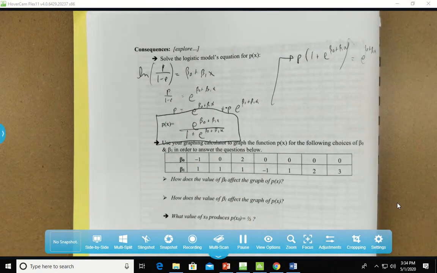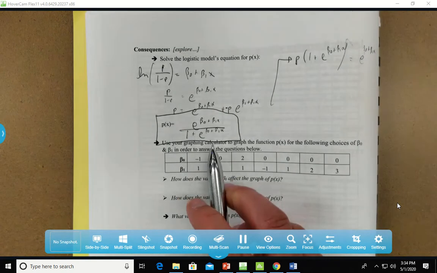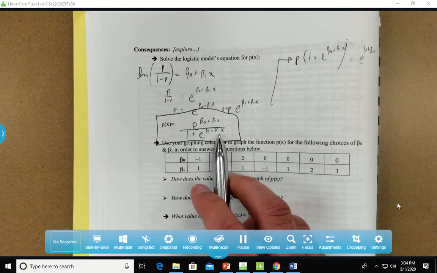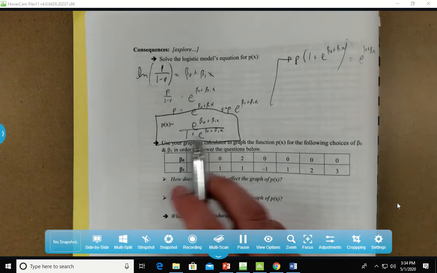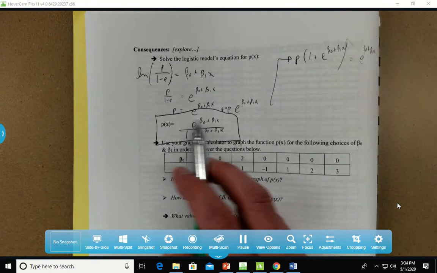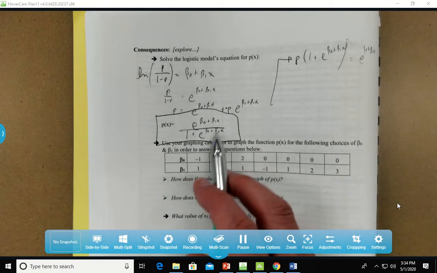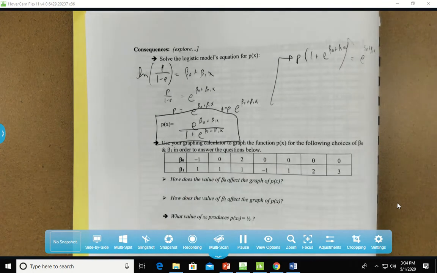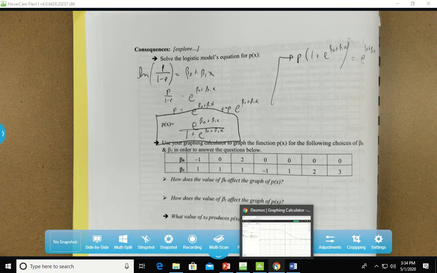If you had Calculus 2, you might have seen this in the Hughes-Hallett book. If beta 1 is positive, as x goes to infinity, the exponential will swallow up the 1 and this will eventually become 1. If beta 1 is negative, then as x goes to infinity, the numerator goes to 0, and so you get 0. So let's remind ourselves from Desmos what the various graphs look like.